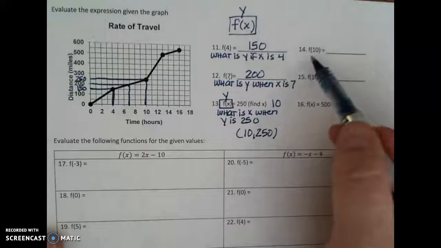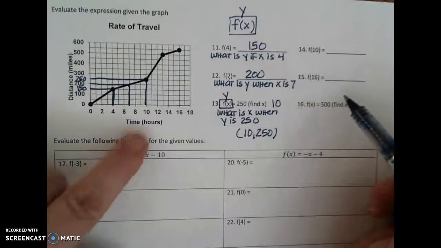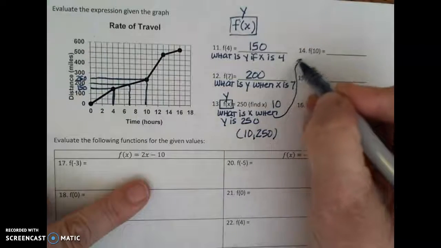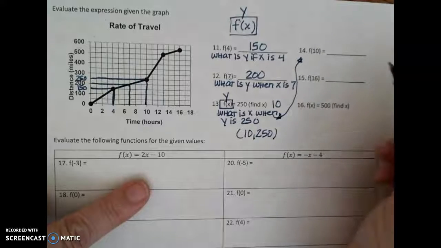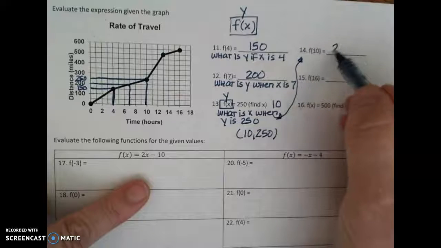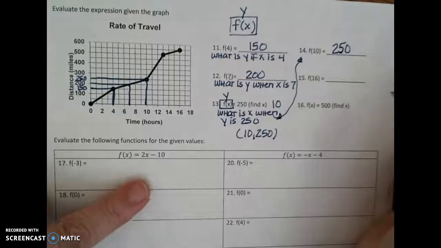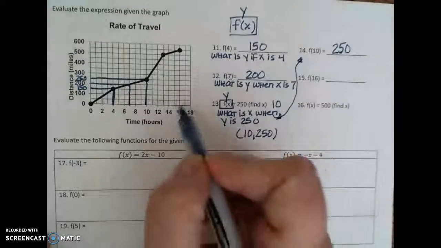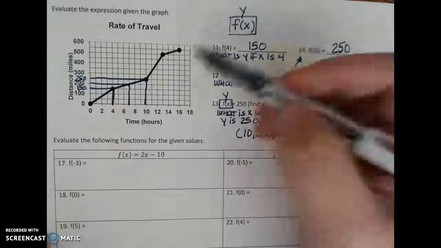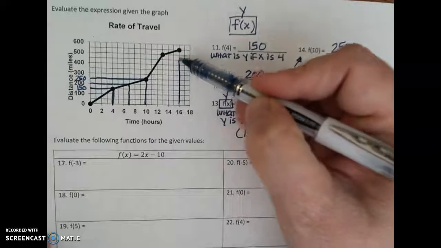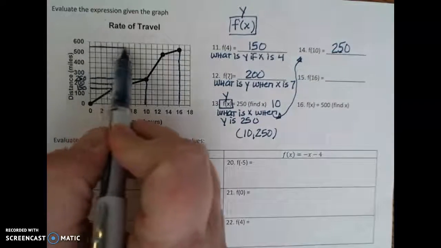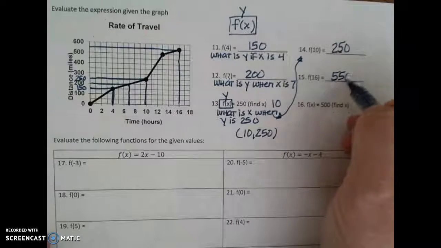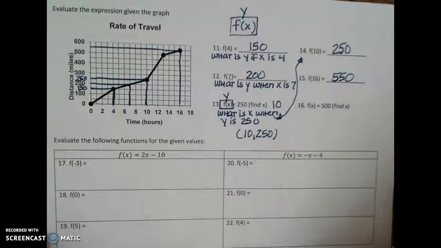14 asks the same question, except they ask it with the 10. They ask, if x is 10, what is y? So these two are the same question being asked two different ways. So when x is 10, y is 250. Number 15, when x is 16, so I'm going to go where x is 16, I'm going to follow it up to the graph, then follow it across, and I see it comes in at 550. So when x is 16, y is 550.